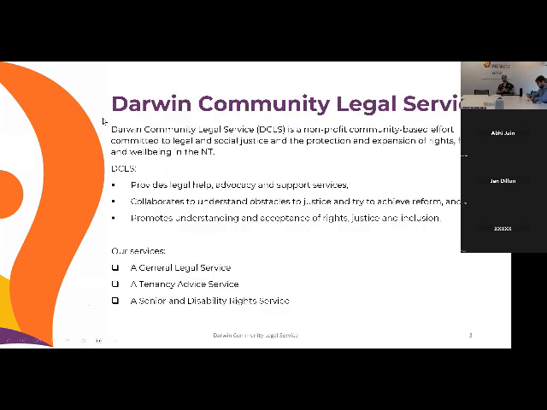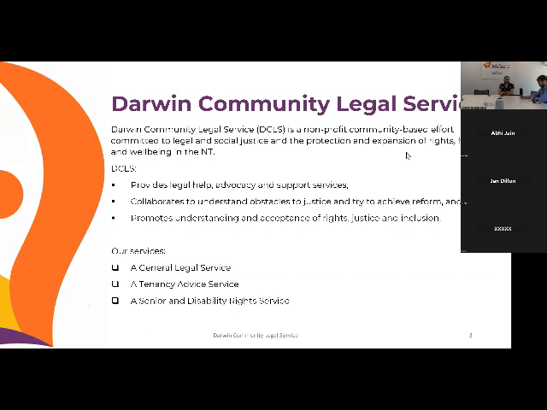Just a quick bit about us. I think most people here are probably familiar with what we do. We're a community legal centre. We provide free legal advice and assistance. We have 3 services. So we have the general legal service, where it's easier to say what we don't assist with. Generally that's criminal and family law, but most civil law matters we can provide advice or assistance.